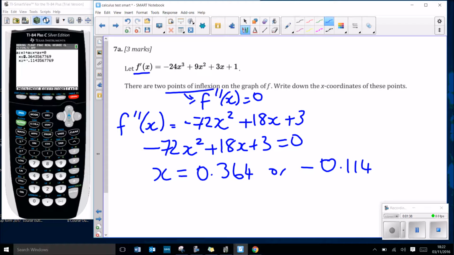And that's all we have to do because it's the x coordinates. We don't have to give the actual points. Right, on to the next question.